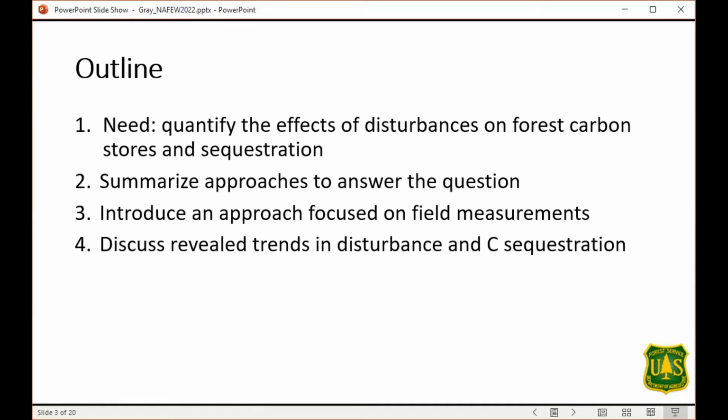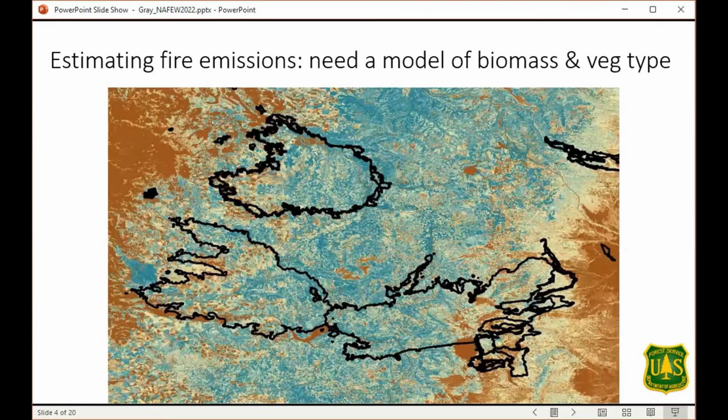So I'm going to talk about some of the approaches to answering that question and introduce an approach that's mostly focused on field measurements, and then discuss some of the trends that we've found. One of the common approaches is to go to remote sensing to quantify the impact of disturbance. This is a model of biomass in forests in the Oregon Coast Range. This is the Willamette Valley, agricultural lands, and these are the rangelands of Eastern Oregon.